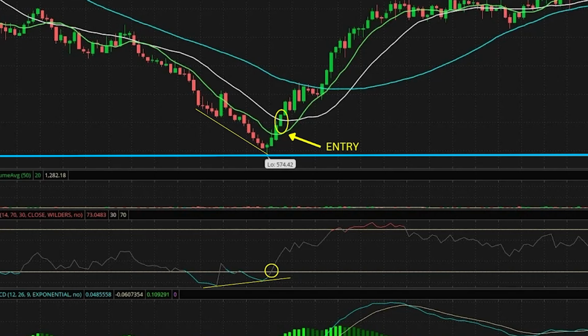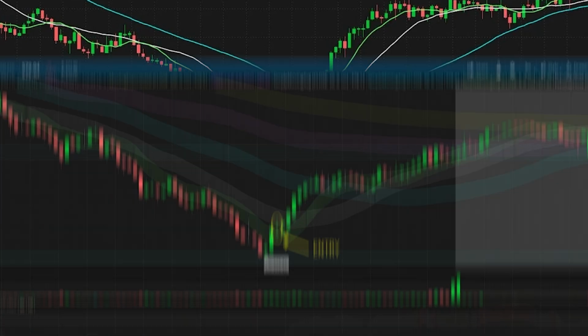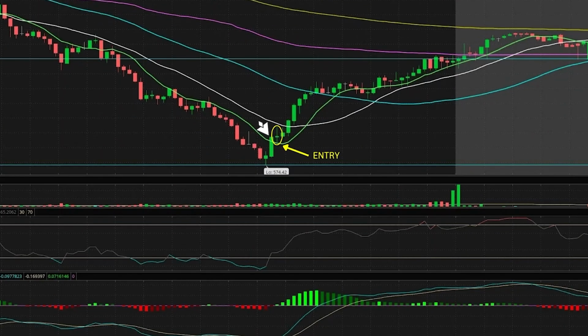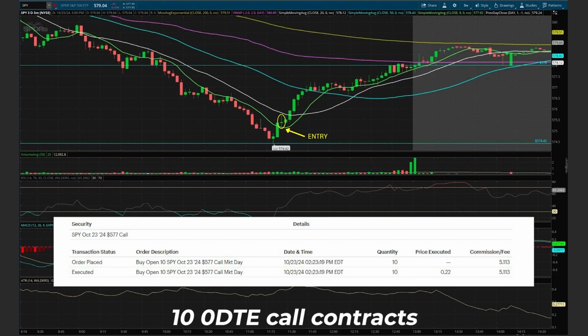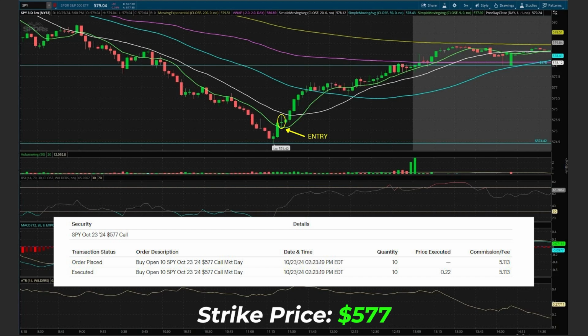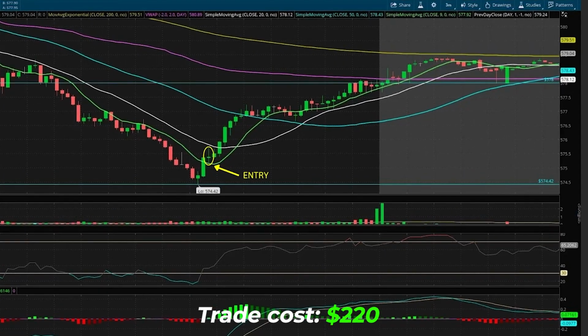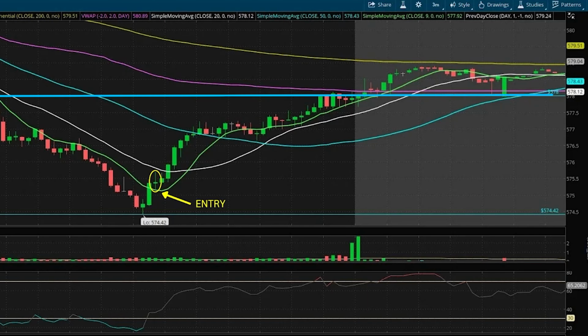I entered the trade when I saw the support held, RSI crossed above the 30 line, and the price closed above the 9-period moving average in green both on the 1-minute and 3-minute charts. Unlike the NQ trade, I went with 10 0DTE call contracts on the SPY with the strike price 577. The whole trade cost me $220. My profit target was the resistance line at $578. My stop loss was if the price broke below the 9-period moving average line on the 3-minute chart.